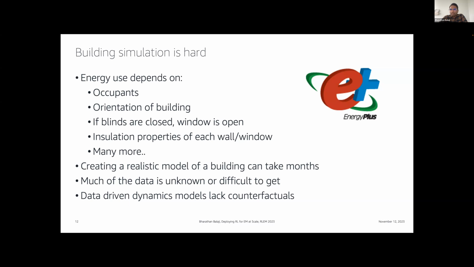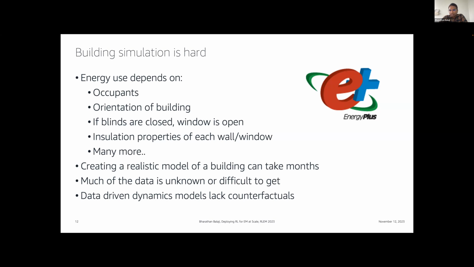You need to know all kinds of details about the building, how it was architected, the construction materials used. And even when you have all of those, which takes a lot of effort and expert input to get, you need to understand how the occupants are using that building in real time. Are the blinds open? Are the windows open? All of those have a lot of impact on how your HVAC energy is being spent. And this is really hard.